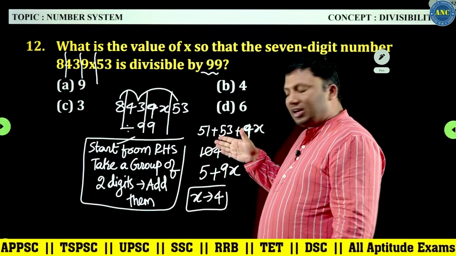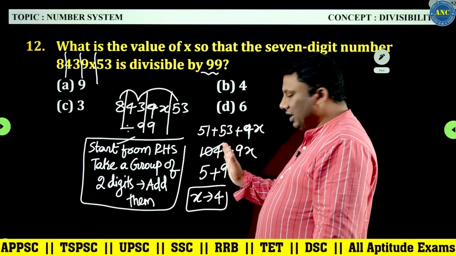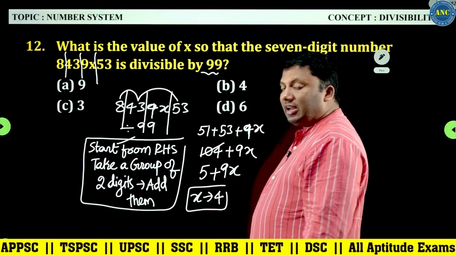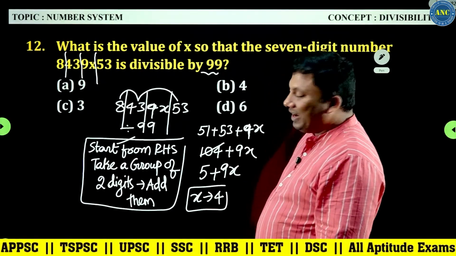Or you can further divide 104 by 99. 99 ones are 99, remainder 5. 5 plus 9X is divisible by 99. The X value will be 4. I hope the idea is clear.